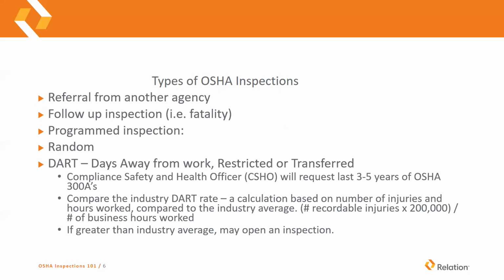Typically the compliance officer is going to request the last 3 to 5 years of the OSHA 300 log. They're going to want the summary as well as the detailed log, and they're going to compare the industry DART rate. This is a calculation based on the number of injuries and hours worked compared to the industry average. It's the number of recordable injuries times 200,000 divided by the number of business hours worked. And if you are well beyond the industry average, it may open up a reason for OSHA to come and do an inspection or an investigation in your business.